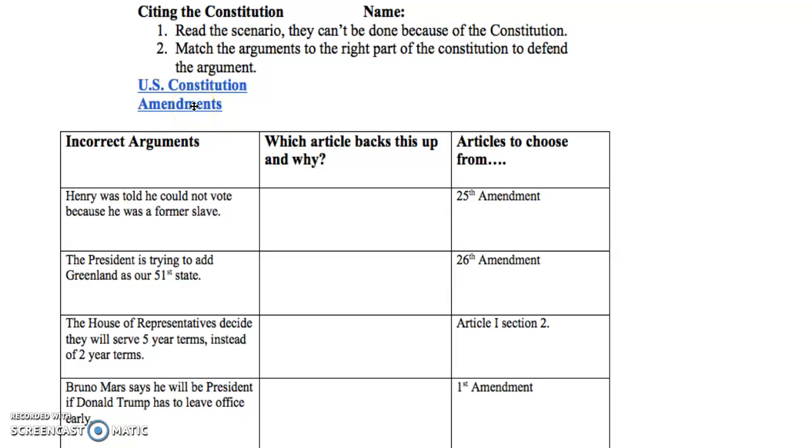So for instance, it's easier if you start on this right side here. If I look at the 25th Amendment, it's the amendment that tells me that the vice president becomes president if the president can't do his job or dies. So then I would look at the inaccurate arguments and see here that it says Bruno Mars says he would be president if Donald Trump had to leave office. So then I would put 25th Amendment, the vice president. So we're using the Constitution to kind of back up our arguments and why that's wrong. So that's the second thing you're going to work on.